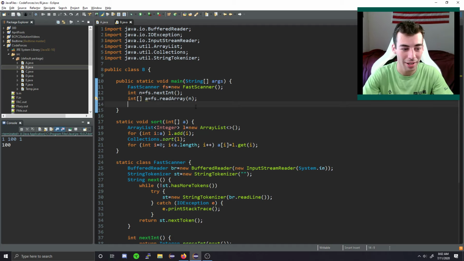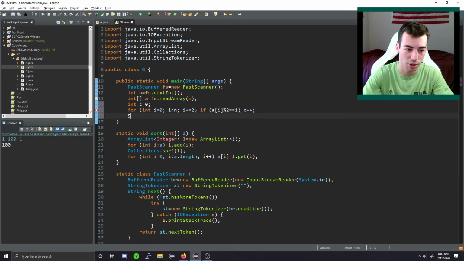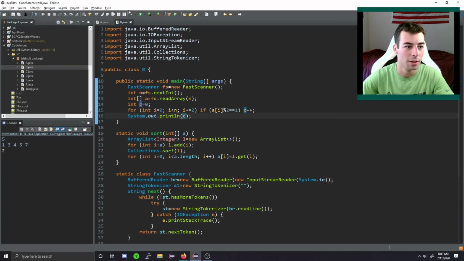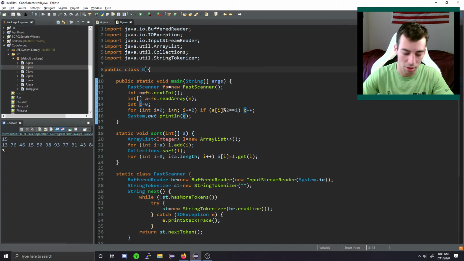We've got our array. For int i equals 0, i is less than n, i plus equals 2, if a at i mod 2 equals 1, increment our counter, and then print the counter. I started at 0 because I'm assuming that their stuff is 1-indexed.